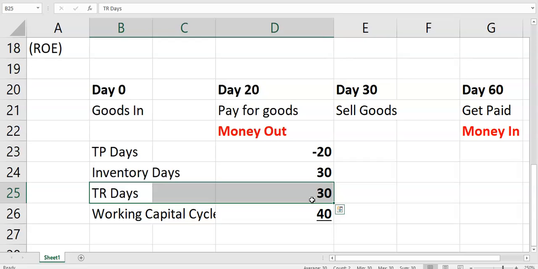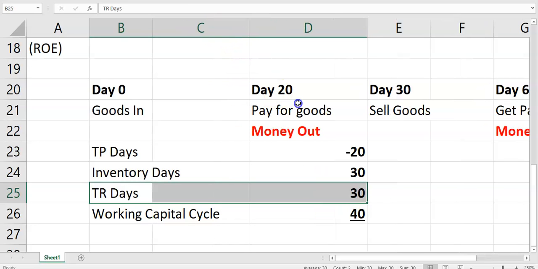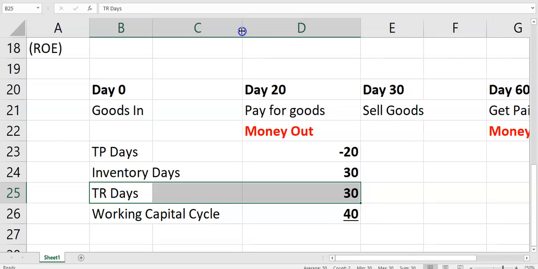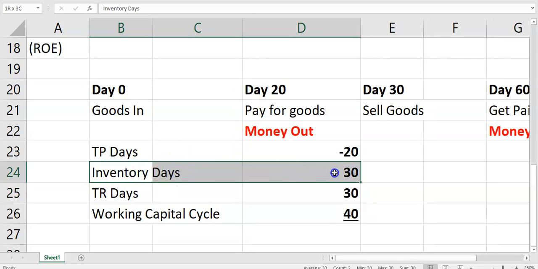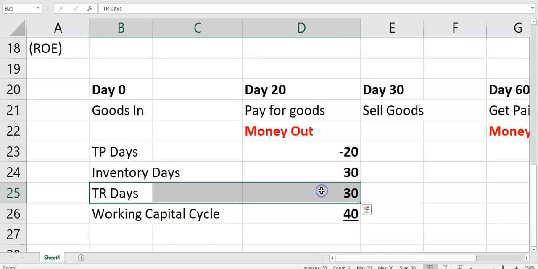Now, of course, there are going to be companies that may have a negative working capital cycle, which means they get money in before they pay money out. A good example of that would be a supermarket. A supermarket will have very low inventory days because the stock on hand is sold on the shelves very quickly, so that could be a couple of days. Supermarkets don't really have trade receivables. Because they sell to the end consumer, all their transactions are done in cash at the till, or they're paid by card and they get paid the next day.